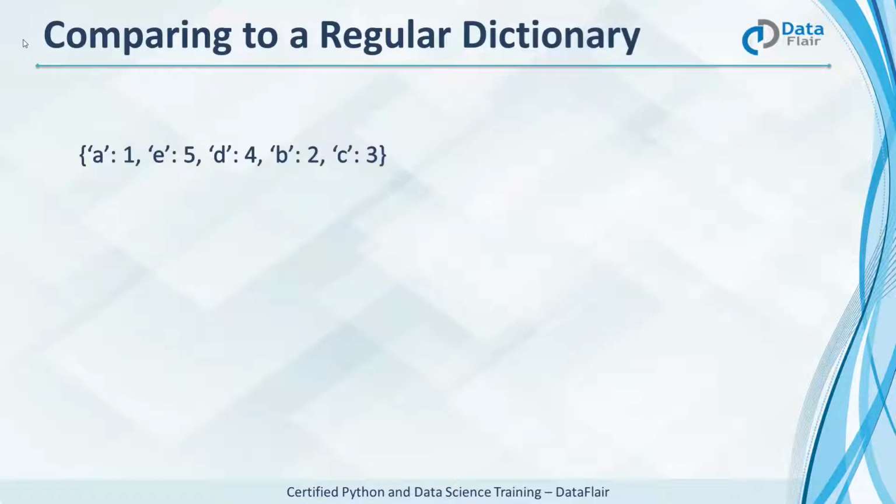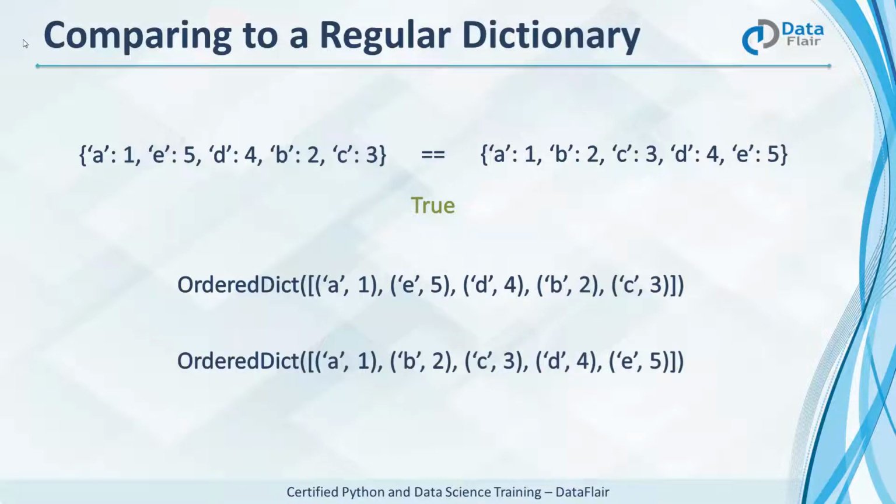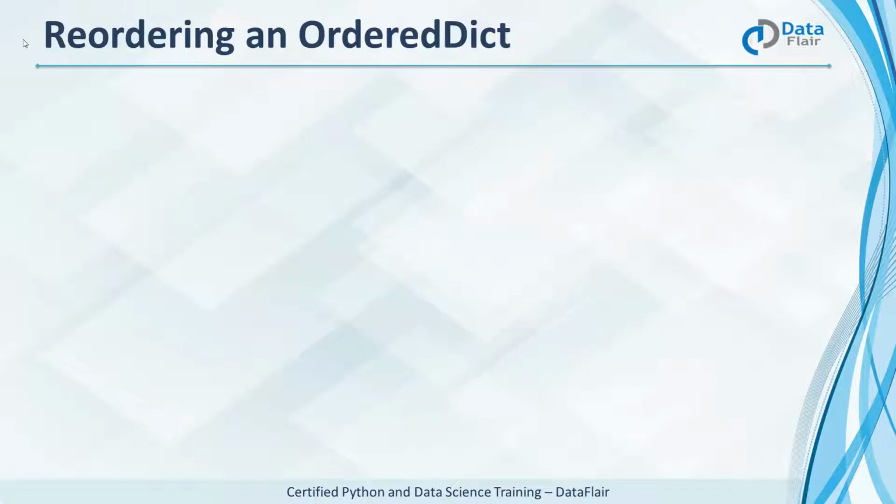For a regular dictionary, the order of key value pairs does not matter. But two OrderedDicts with key value pairs in different orders are not the same. An OrderedDict does remember the order of insertion. But we can change this order. We can reorder an OrderedDict.